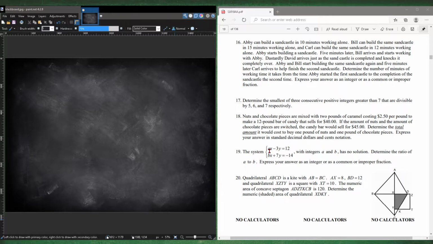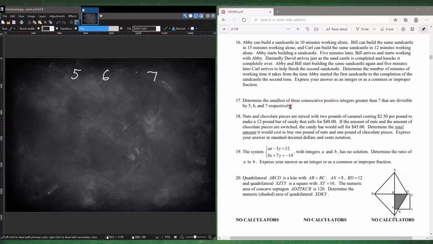Okay, question 17. Determine the smallest of three consecutive positive integers greater than 7 that are divisible by 5, 6, and 7 respectively. The easiest way to do this, if you think about it, is that the smallest three consecutive integers that are divisible, ignoring the constraint that they're greater than 7, are 5, 6, and 7, right? So what are the next numbers that are three consecutive integers divisible by 5, 6, and 7?